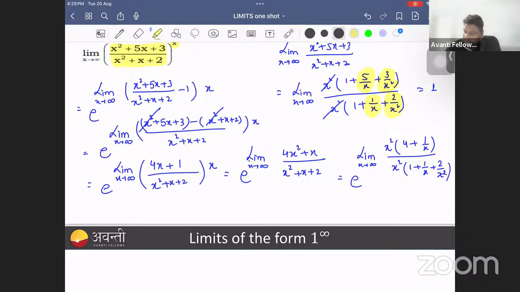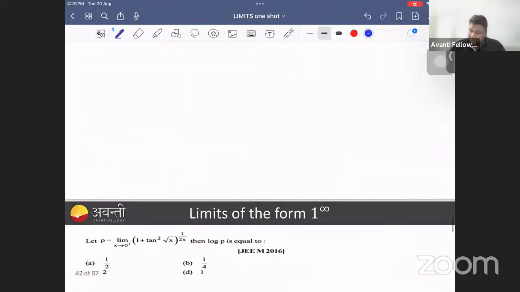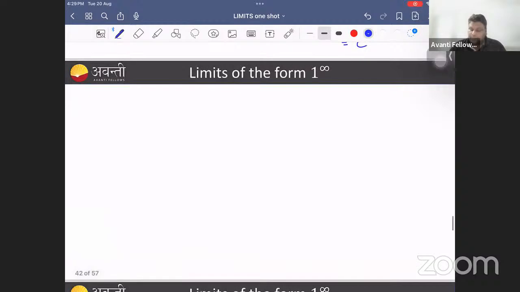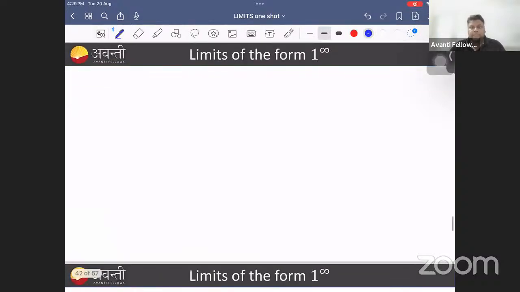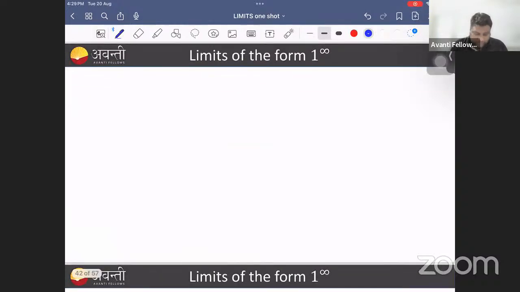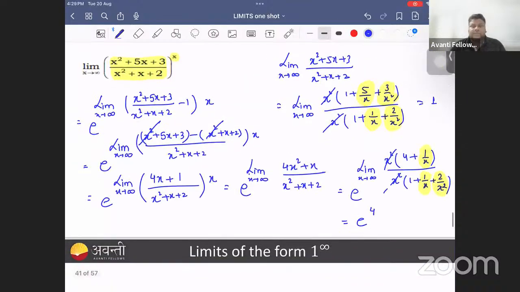Now this value is 0, this value is 0, this value is 0 as x approaches infinity. And these two x square terms cancel, your answer will be e to the power 4. Got it? Your answer will be e to the power 4. All right, we'll try another question. You just see it once.